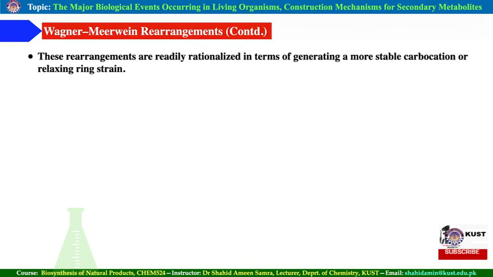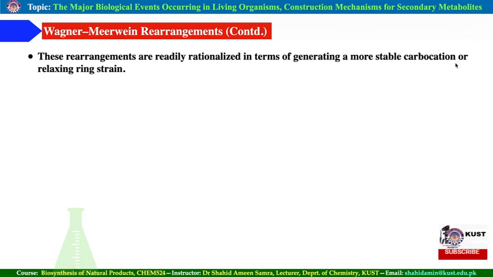Now, there is the question of why these rearrangements happen. What's the reason that this type of transformation happens? These rearrangements happen for generating more stable carbocations. We know carbocations may be primary, secondary, or tertiary, and out of these three, tertiary carbocations are the most stable, followed by secondary and then primary. And at the end, there is the methyl carbocation, that is a carbocation derived from a simple methyl group.